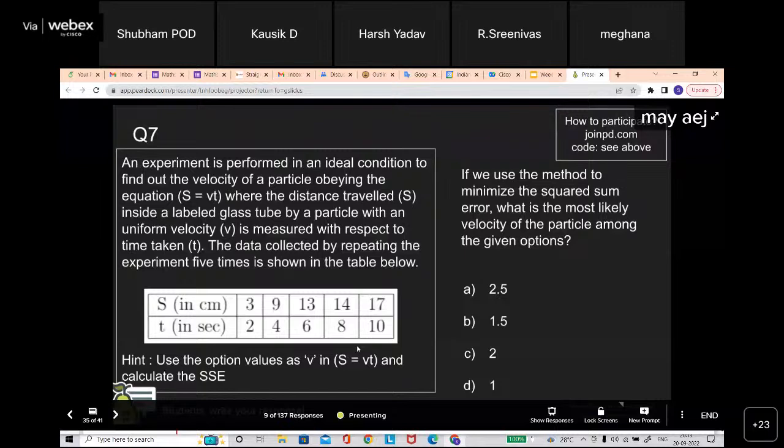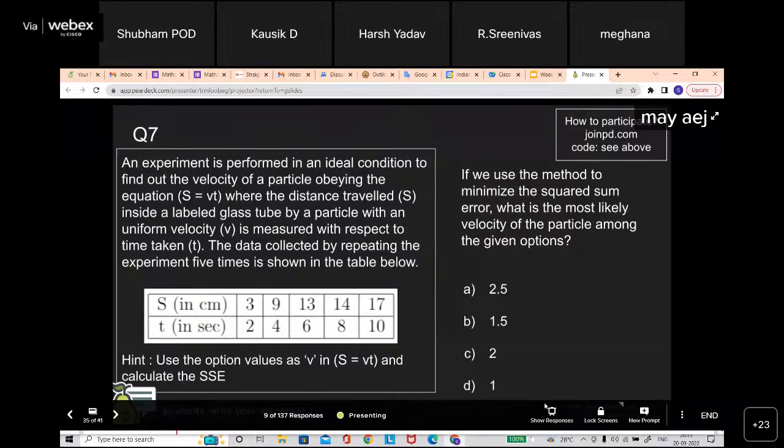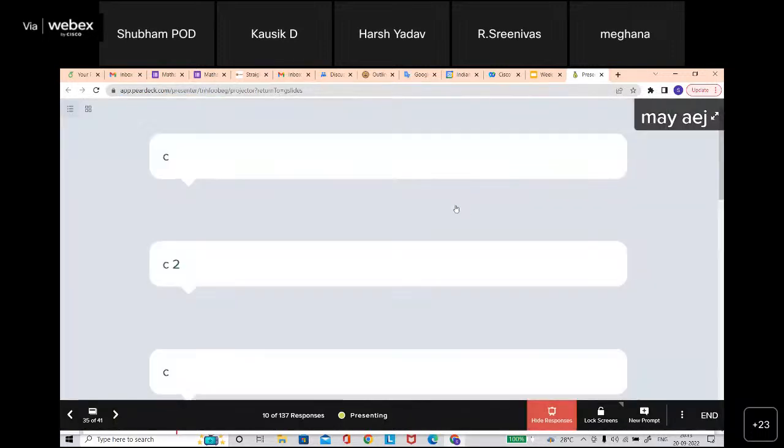Now can you all calculate and let me know which option is going to be correct. I've seen only 9 responses. 3, 2, okay.